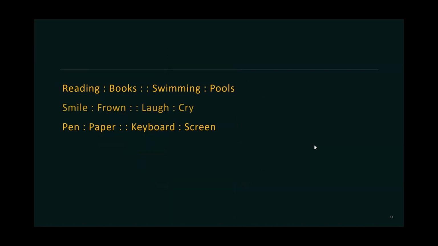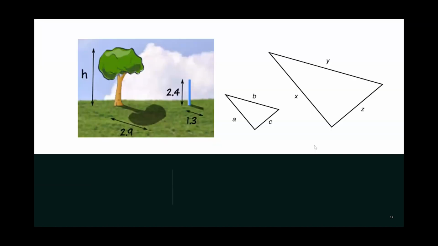For example, in English, you would have come across such examples. So if reading is to books, then swimming will be equal to pools, right? So the relationship between smile and frown, similarly, the same relationship exists between laugh and cry, right? So you can understand equality of two ratios is proportion. So pen is to paper as keyboard is to screen.